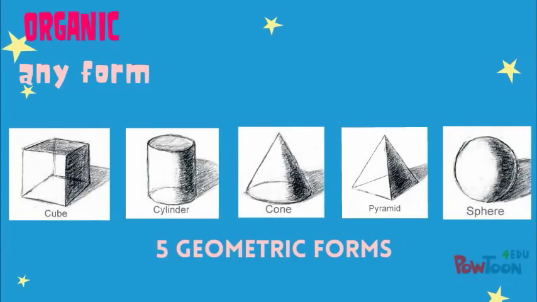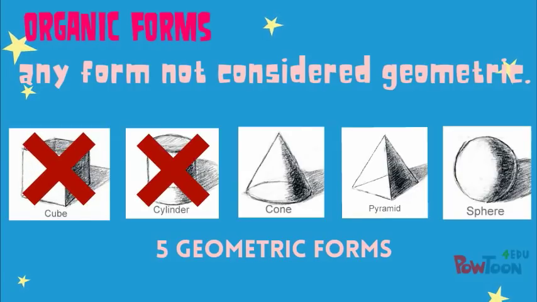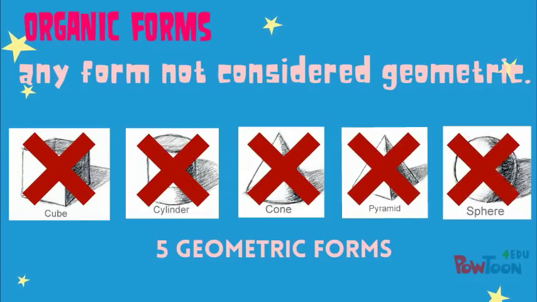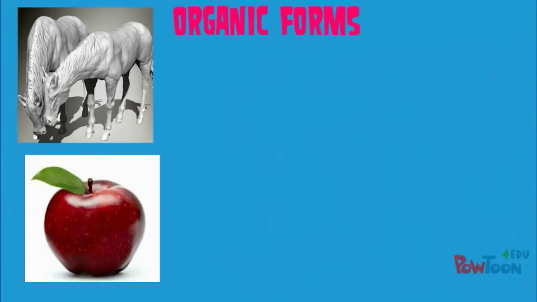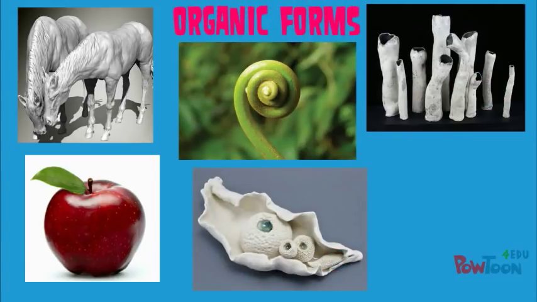Basically, organic forms are all other forms that would not be considered geometric because they are not a cube, cylinder, cone, pyramid, or sphere, or a combination of any of these 5 basic geometric forms. Here are some examples of organic forms in the world around us.